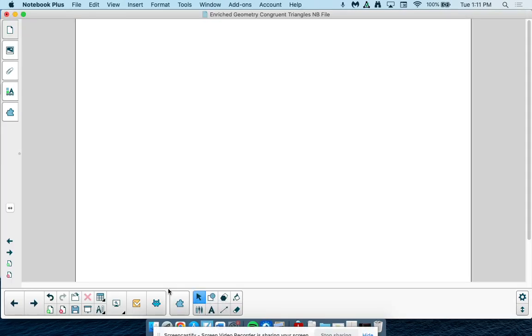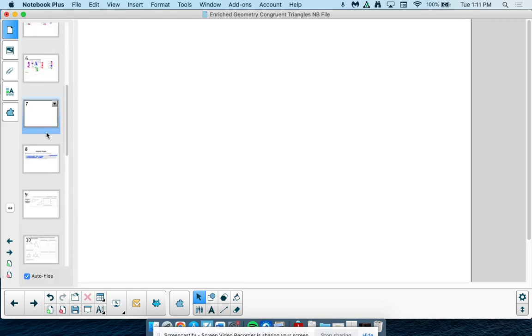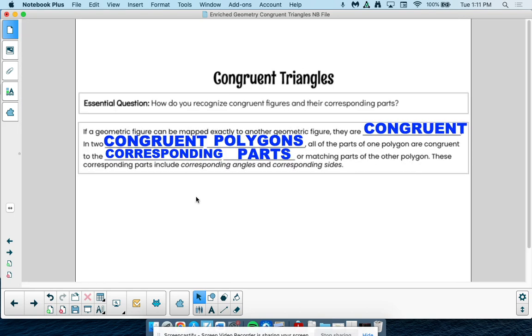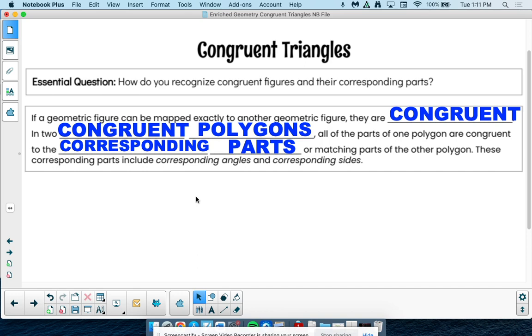So today we're going to talk about congruent triangles, which basically just means all their matching parts are the same. In geometry, if a figure can be mapped, so if you can put them on top of each other, is a way to think of it, and they are congruent if and only if all their matching parts are the same. So in a triangle, you'd have to have 3 pairs of congruent angles and 3 pairs of congruent sides.